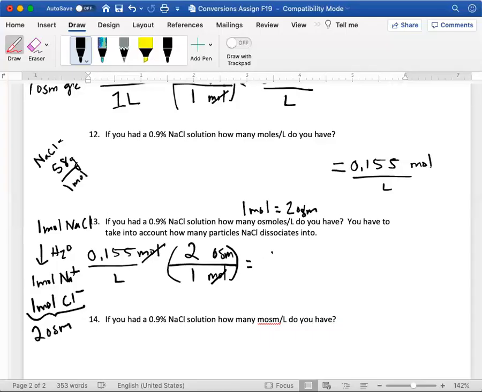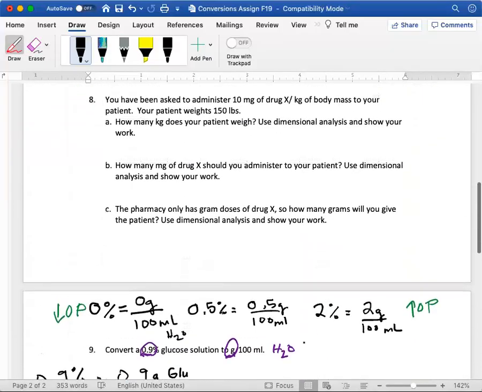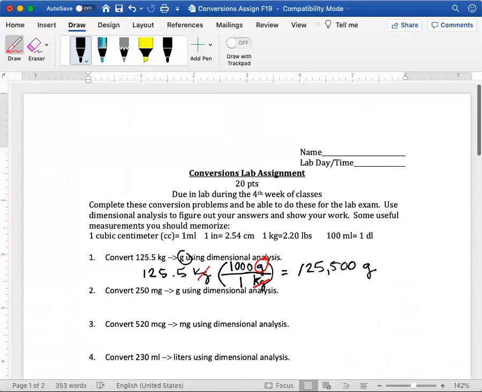0.155 times 2 gives us what? 0.3, or 308, 300, depending on how specific you are. Then you need to figure out milli. So 1 osmole gives you how many milliosmoles? 1 osmole gives you 1,000 milliosmoles. Okay, so you can figure that out. It's like a liter and 1,000 milliliters. Okay, so work on this. Make sure you understand this for the lab exam. And let me know if you have any questions.